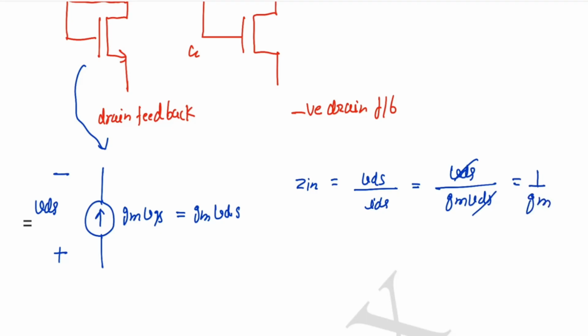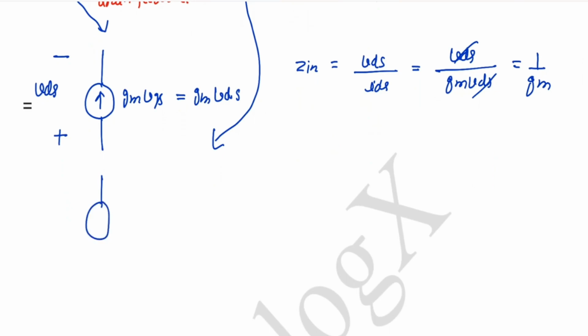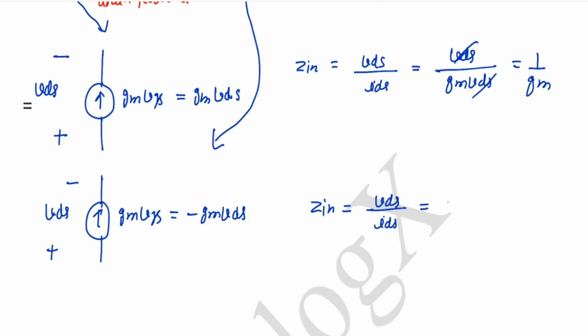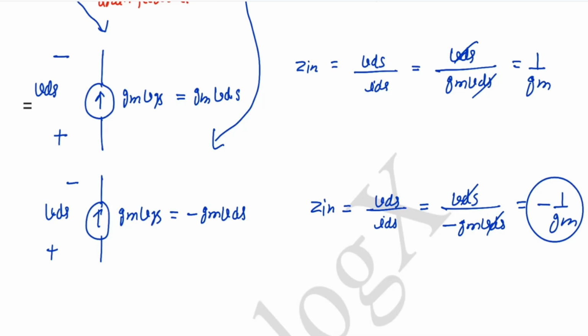But what is happening in this diagram? In this diagram the source is gm vgs and this one is vds, but in this configuration vg is minus vd, so this is minus of gm vds. When we calculate Zin for this case, we get VDS by IDS, which is VDS divided by minus of gm VDS. So VDS will cancel out and this will come as minus 1 by gm. Whenever there is a dependent current source whose current depends upon the voltage across itself only, that will behave as a resistance.